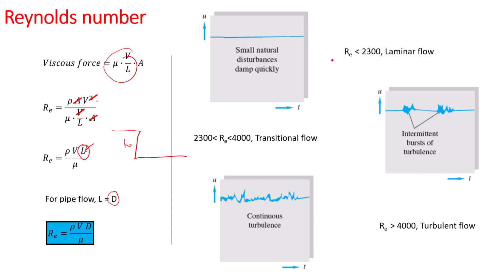Okay, so now in terms of Reynolds number, as I told you earlier, when the Reynolds number is less than 2300 the flow is laminar, and all the particles will be moving in a laminar way without any disturbance.